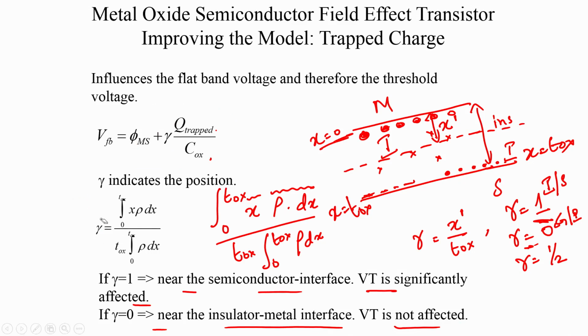It makes use of the average location, the expected location of all these charges, in order to make an estimate of the flat band voltage. So, this is how you handle trapped charges in the insulator. This is just our little excursion into handling this non-ideality in the MOSFET.